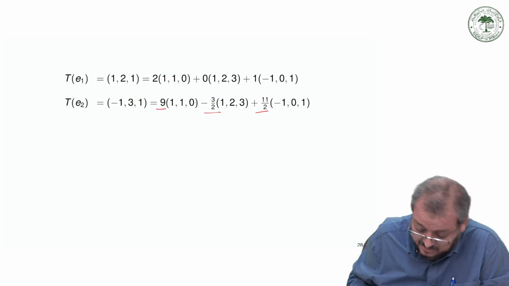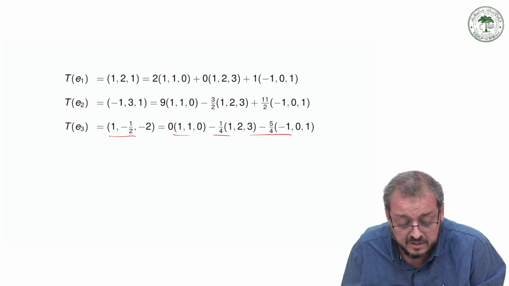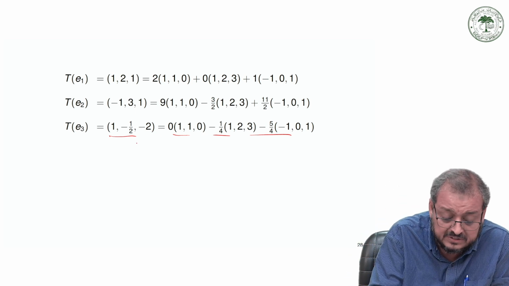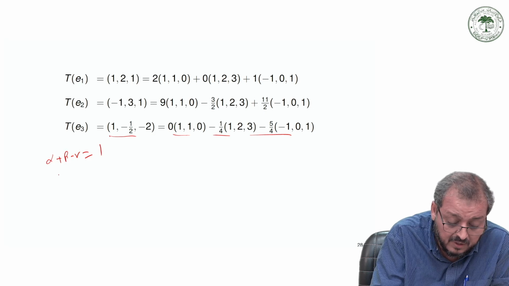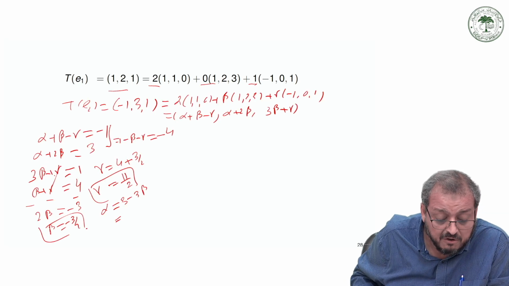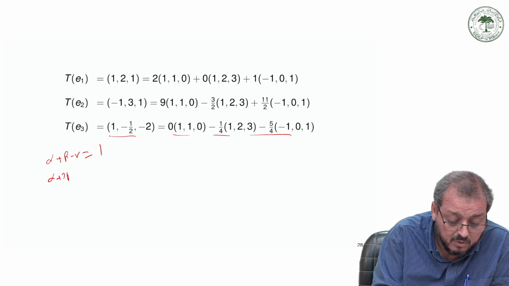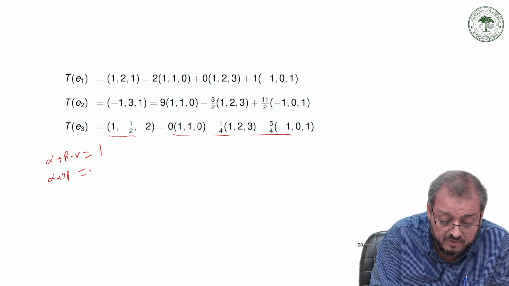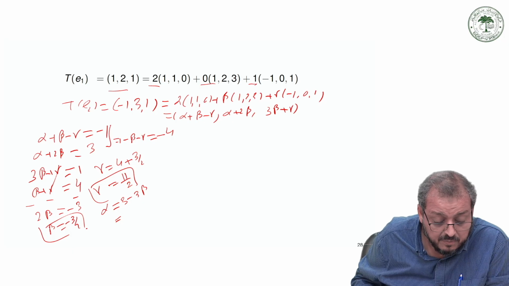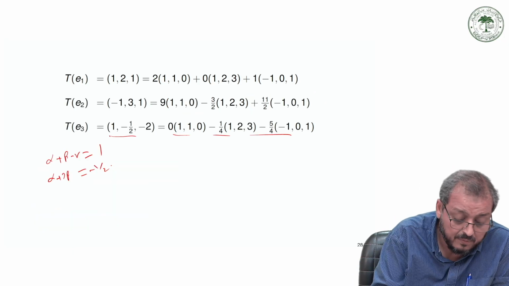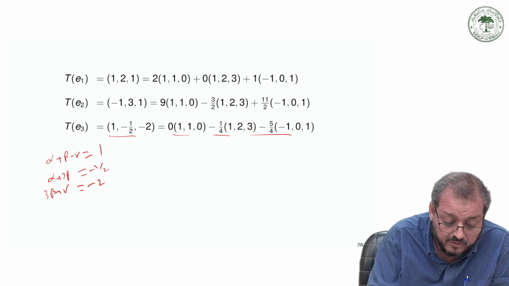Now in a similar fashion we calculate T of e3. Again, alpha plus beta minus gamma is equal to 1. Now alpha plus twice beta is equal to minus half, and then 3 beta plus gamma is equal to minus 2.